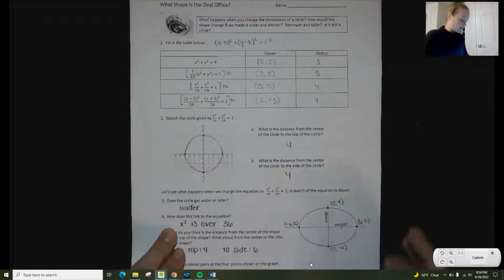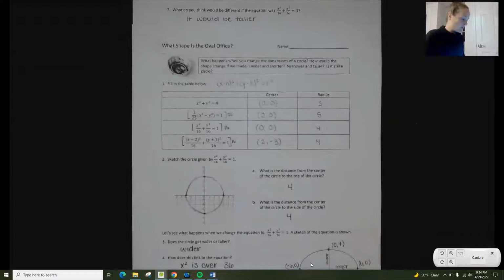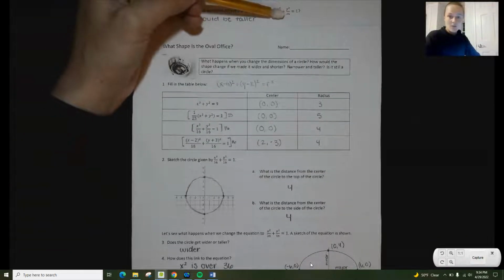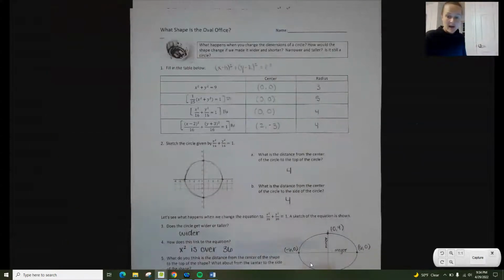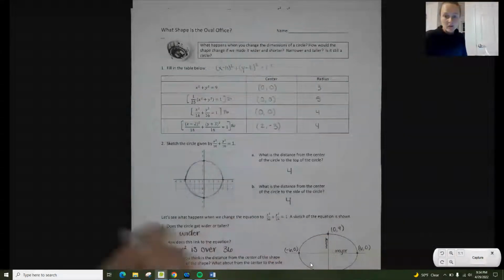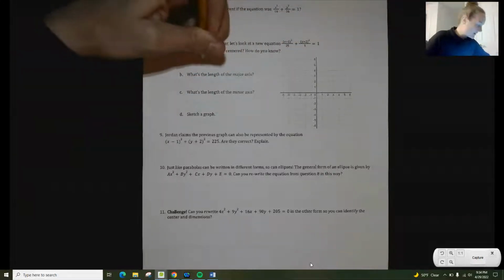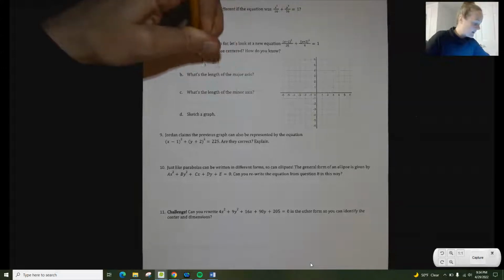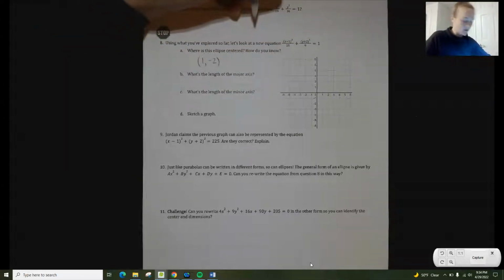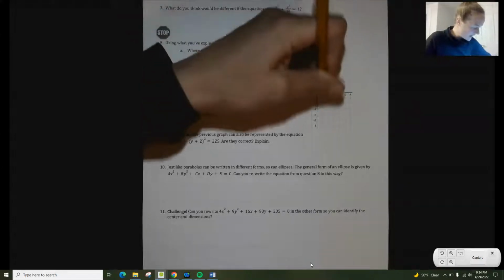On the next page, the question compares if you were instead given the 36 underneath the y. So I think you can probably see that since the larger number under the x made it stretch horizontally, the larger number under the y is going to make it stretch vertically, or be taller. So if you take a look at question number 8, which you have not done yet, hopefully you can see that the center is going to be at 1, negative 2 because it's the opposite of those values inside the parentheses. So if I plot 1, negative 2, I'm right here.